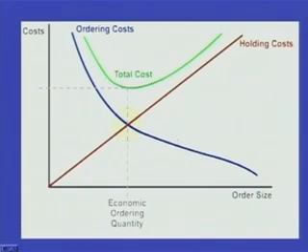We can see that as the order size is increasing in the positive x direction, the ordering costs are decreasing. This we have already covered in the last class: if the quantity is more, the ordering cost will be less.